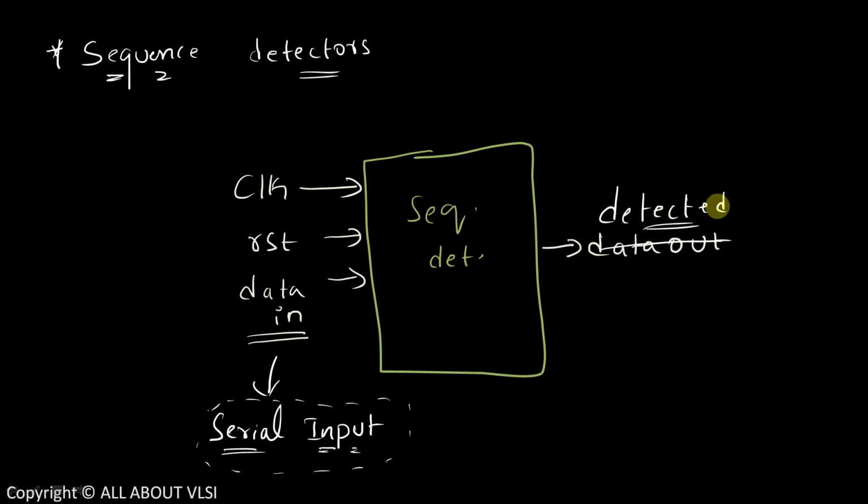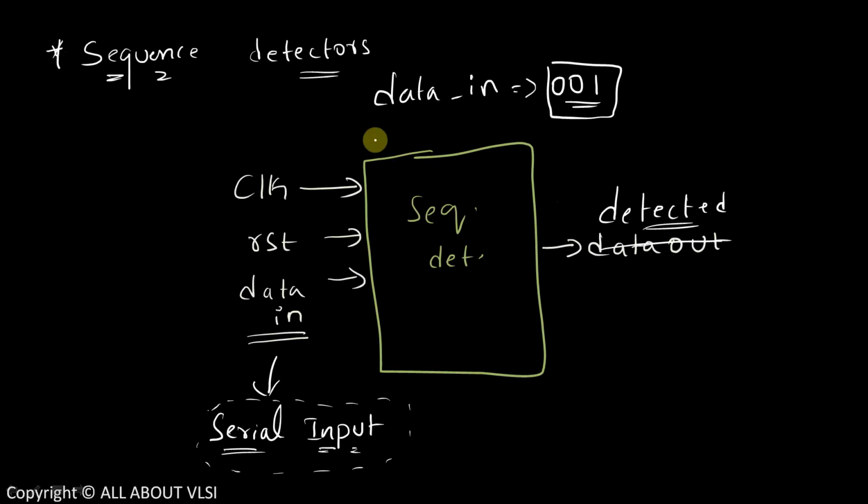The signal detected will be equal to 1 if the required sequence is being applied in the data in. For example, if the sequence detector is expecting the data in as 001, if this particular sequence 001 has arrived in the data in, then your detected signal will be equal to 1, or else your detected signal will be equal to 0.